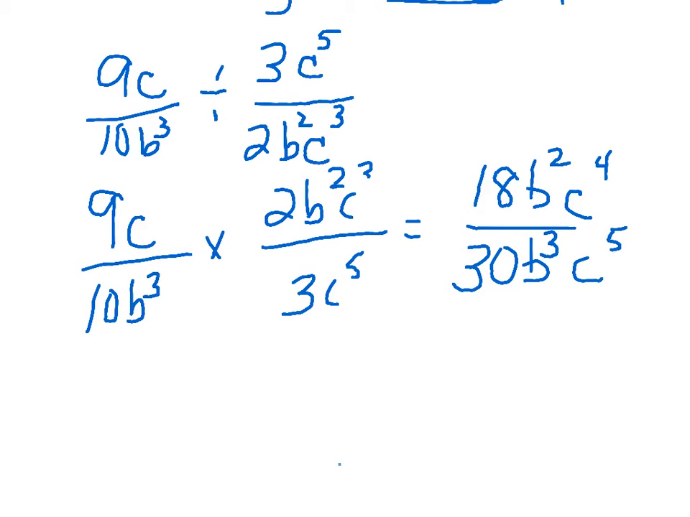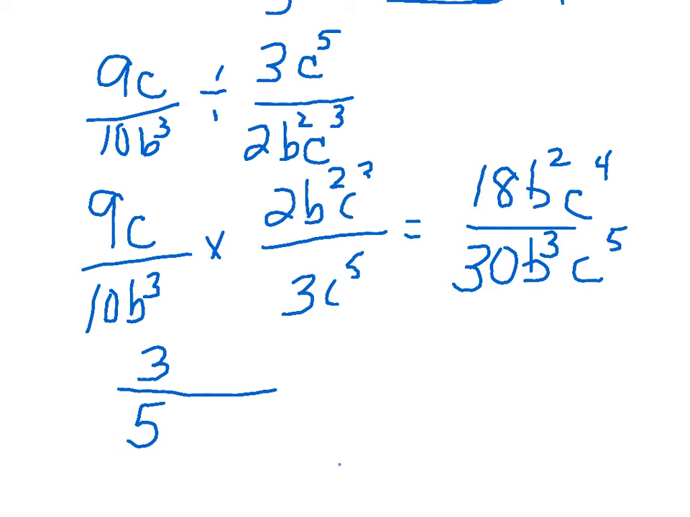Now we need to just take each set of things together. 18 over 30. We're going to divide that by 3. 18 divided by 3 gives us 6. 30 divided by 3. Alright, we're going to go and find another number. I was going to divide them by 6. Sorry. 18 divided by 6 is 3. 30 divided by 6 is 5.